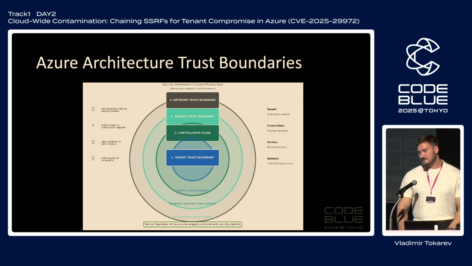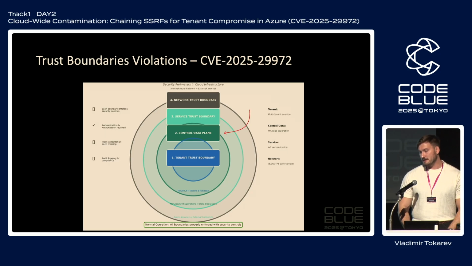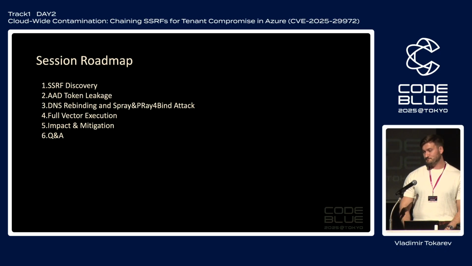So this vulnerability is pretty critical because it broke those boundaries. First, by bypassing the network trust boundary, then bypassing the service trust boundary and hitting the control and data plane, and then by bypassing the tenant trust boundary. This is what makes it critical.